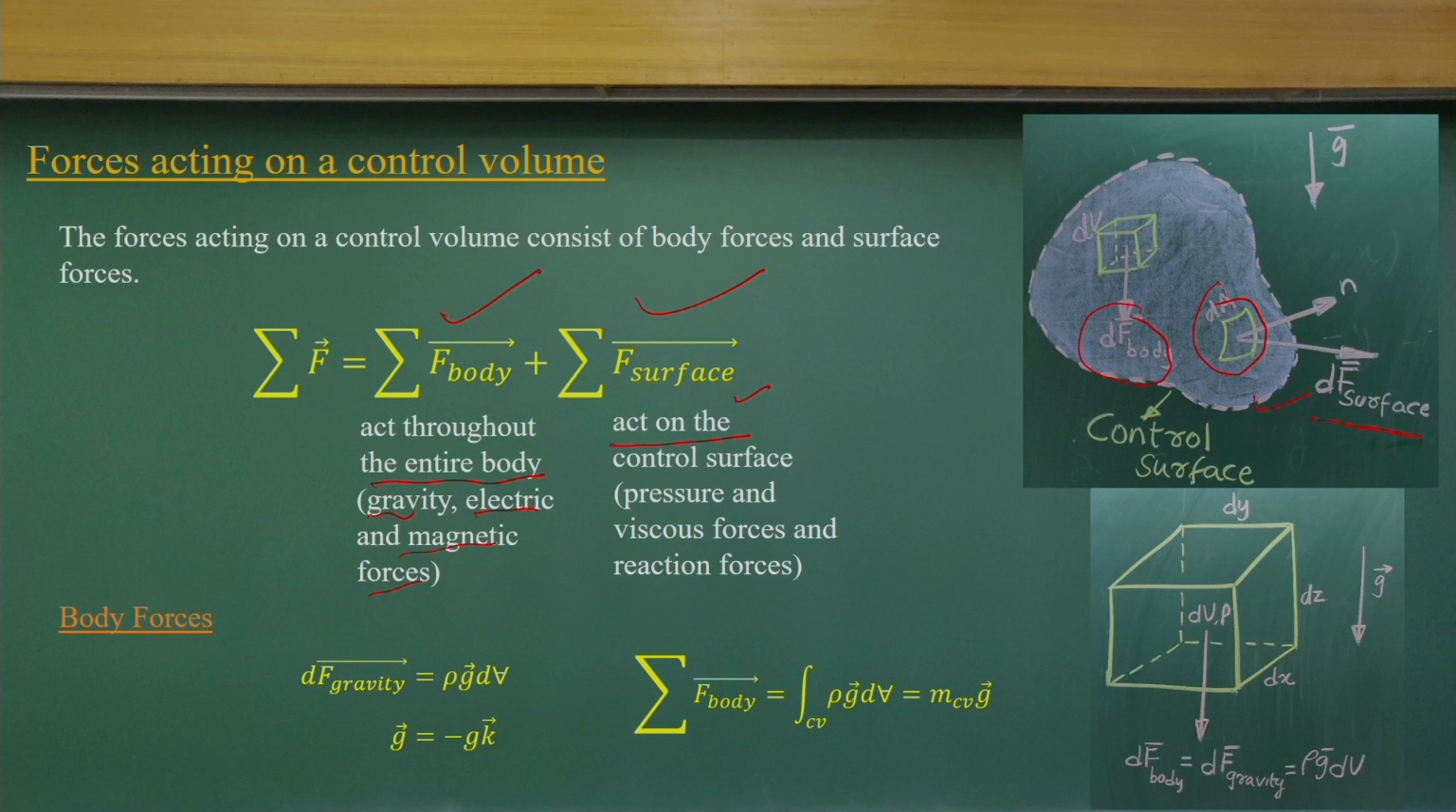So, if we take a control volume, there are two types of forces. One is a body force, which acts throughout the entire body and depends upon the mass present within the control volume. Another is that over the surface of the control volume, there will be force components.